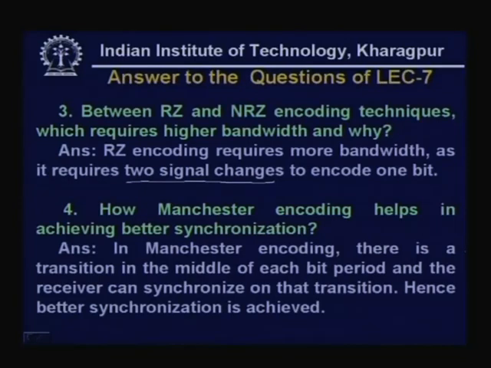Fourth question was, how Manchester encoding helps in achieving better synchronization? In Manchester encoding, there is a transition in the middle of each bit period and the receiver can synchronize on that transition. Hence, better synchronization is achieved in Manchester encoding, as we have already discussed in detail in the last lecture. So, that is the answer of all the questions, and with this we conclude our discussion on digital transmission. In the next lecture, we shall discuss transmission of analog signals. Thank you.